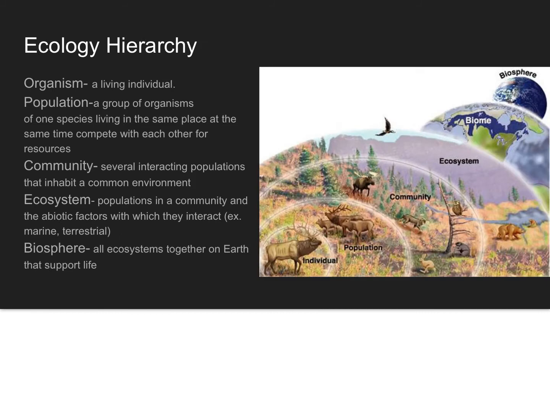For the different levels in ecology, here are the definitions if you don't know them already. An organism is just an individual. A population is the group of those organisms that live together. A community is different populations that interact in an environment. And an ecosystem is the communities along with those abiotic factors, the non-living things. So we look at how the living and non-living things interact in an ecosystem. And our very last level is the biosphere, which is every ecosystem on Earth that has life.